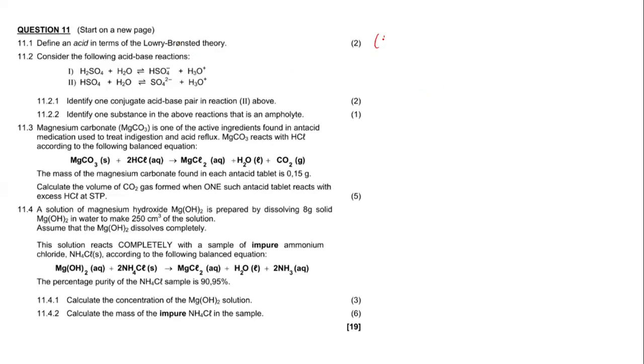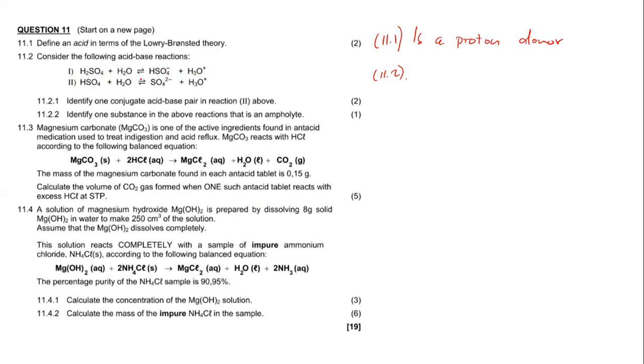So now 11.1 says to us, define an acid in terms of Lowry-Brønsted theory. You're going to say acid is a proton donor. That's it. That's how we define acid. And then 11.2, they say to us, consider the following acid-base reactions. There are many different types of reactions, but here we are talking about acids and bases. Sulfuric acid will react with water to form HSO4 minus ions plus H3O plus ions.